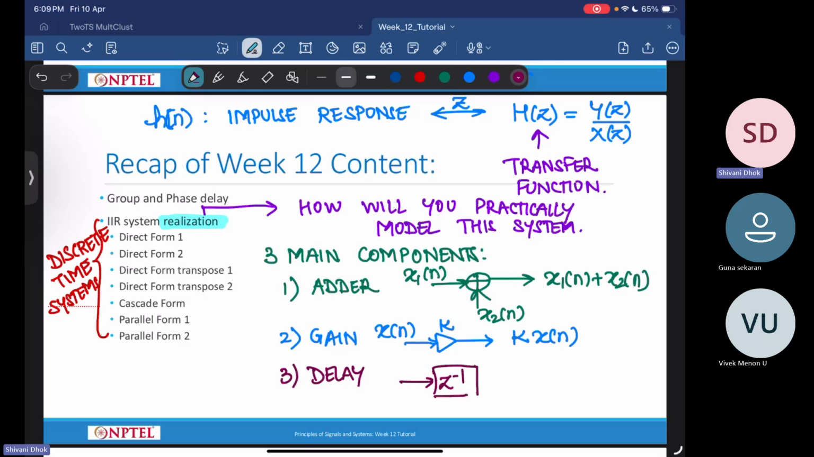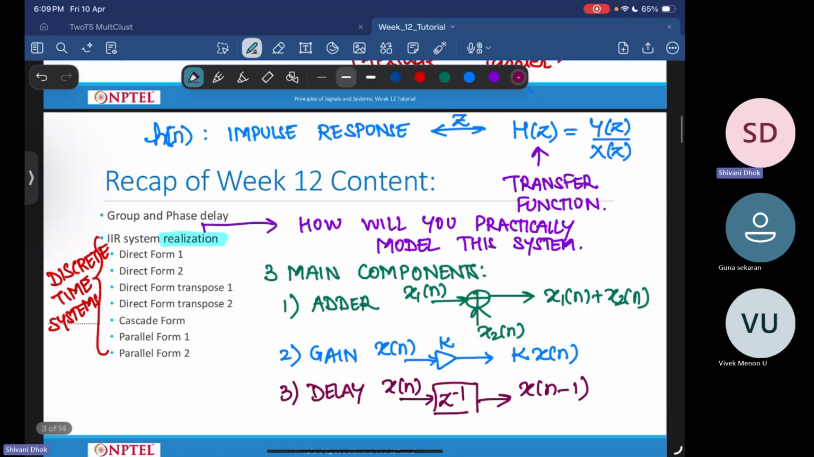It is represented by z inverse. So if you give input x of n, then this will give x of n minus 1 as output. So these are the 3 main components that we'll be using for constructing any system representation, any of the 7 system representations. Okay. So that's all that was covered in this week. If you have any questions, then let me know. Otherwise, we'll move on to the questions that I've planned to cover today.